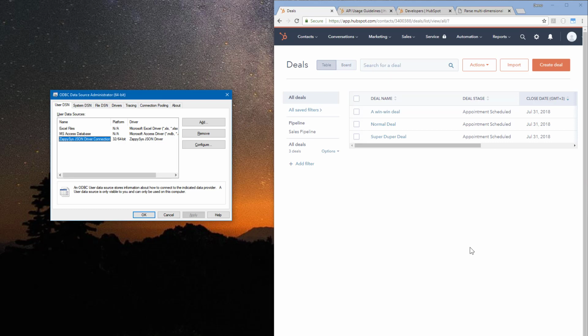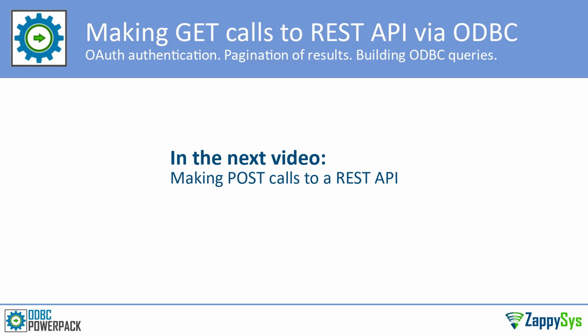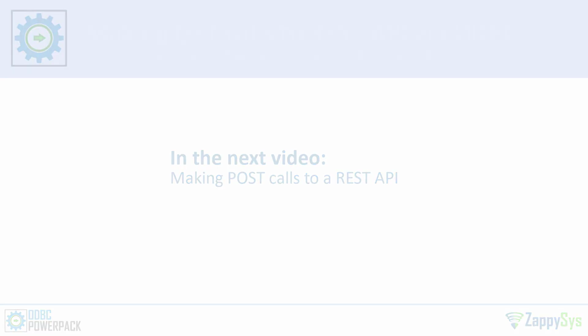So that's how you build queries and use them to retrieve data from different URLs using the same auth credentials. In the next video, we will cover the topic of how to post data to an API. Thanks for watching.